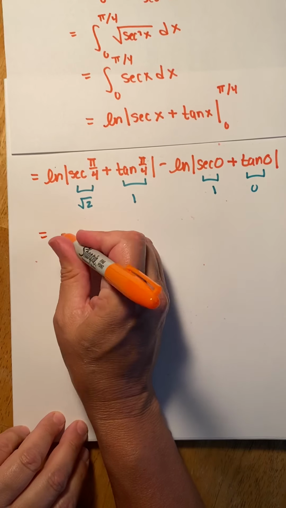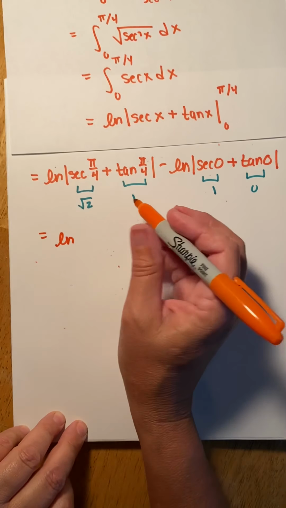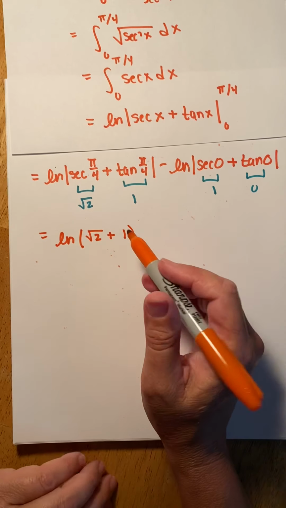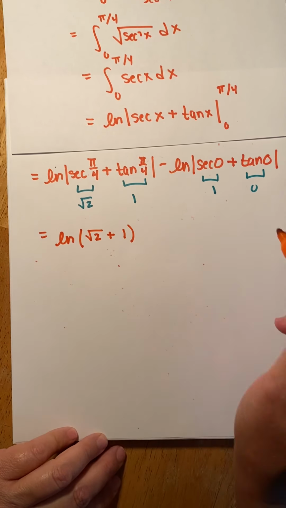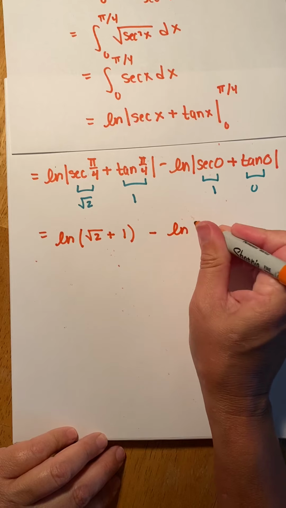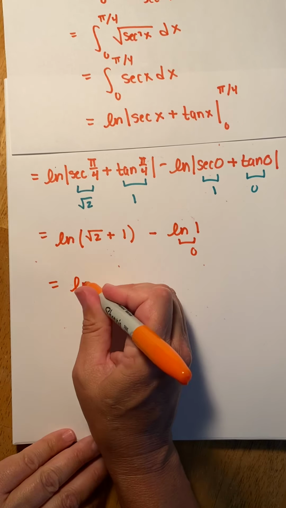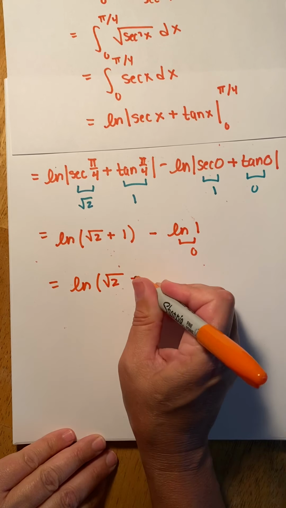So we get the natural log of, and I can eliminate the absolute values because the square root of 2 plus 1 is a positive number. If it was not positive, I'd have to keep the absolute values. Minus the natural log of 1, but the natural log of 1 is 0. So the exact answer is the natural log of the square root of 2 plus 1.